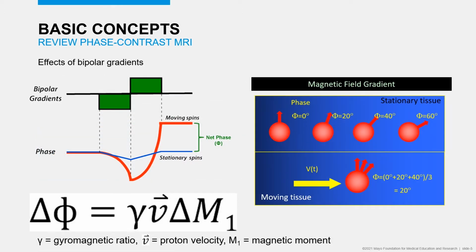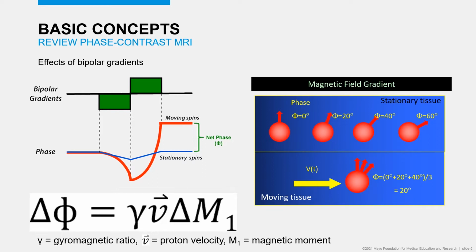With phase contrast MR, we're using a bipolar gradient, and these bipolar gradients have different effects on stationary and moving protons. A bipolar gradient applied to stationary tissue has a net effect of zero phase shift. However, when that same gradient is applied to moving tissue, these spins experience phase shifts that are proportional to their velocity. By measuring the changes in the phase of these moving protons, we can calculate their velocity.